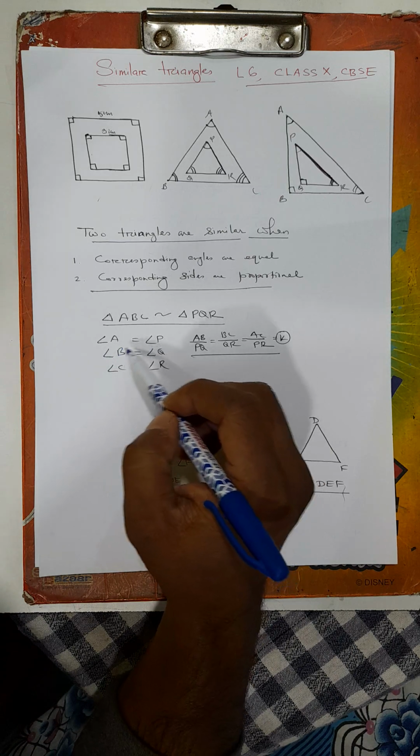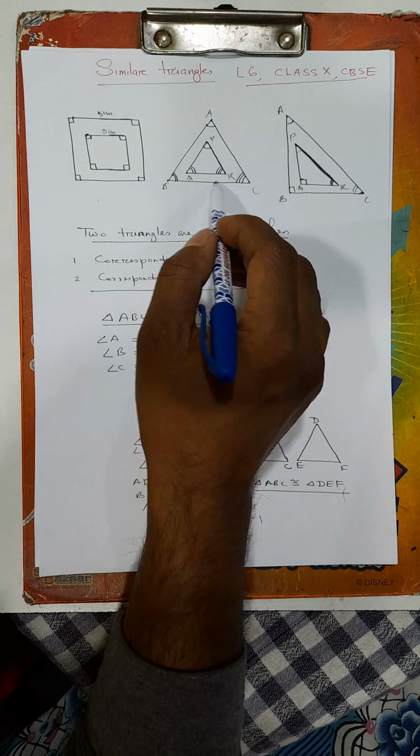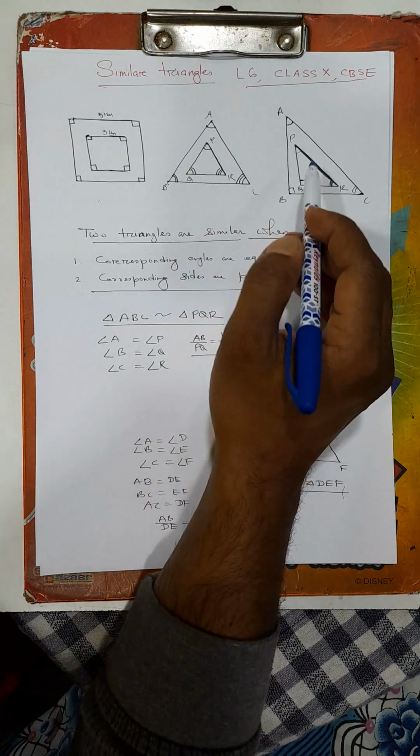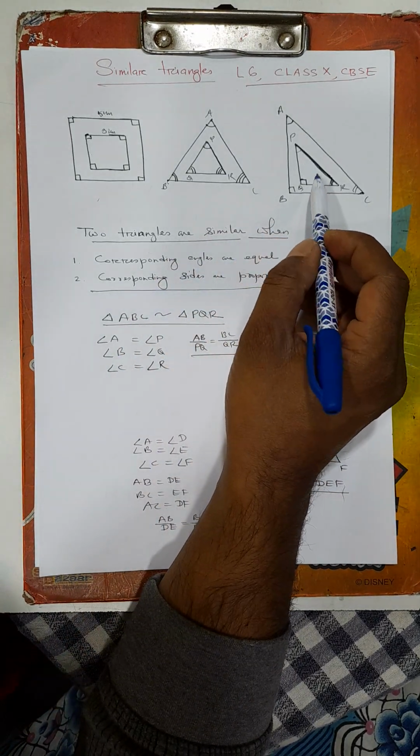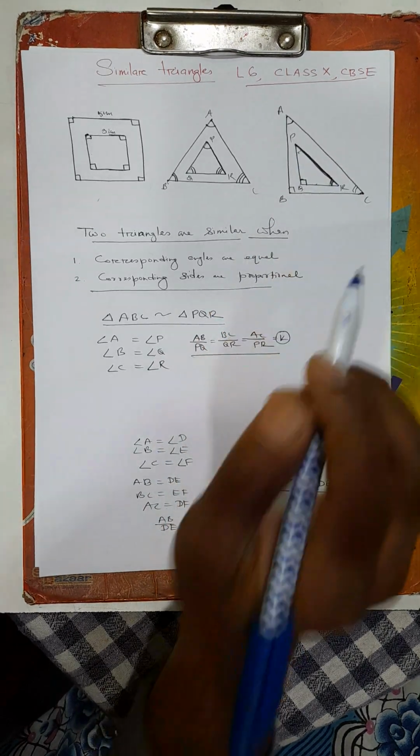Corresponding angles are equal, right? A equal to P, B equal to Q, C equal to R. Both cases, these two triangles are similar. Corresponding angles are equal. Corresponding sides are proportional.